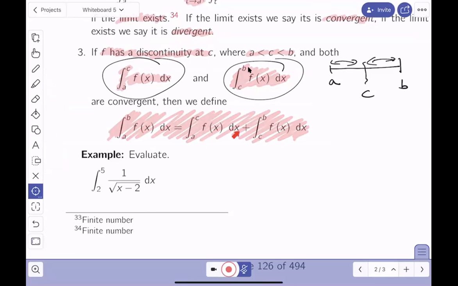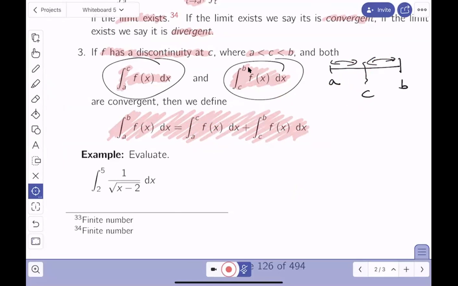Over here, we approach C from the right side. Over here, we approach C... I'm sorry, I made a mistake there. On this one over here, we approach C from the left side. From this one over here, we approach C from the right side. All right, let's take a look at an example.